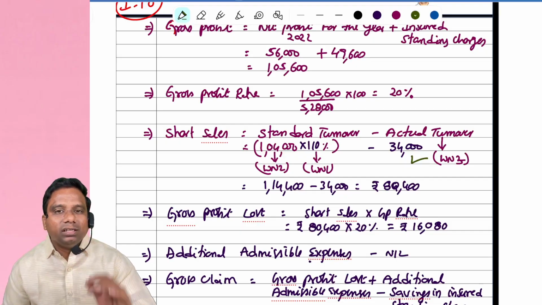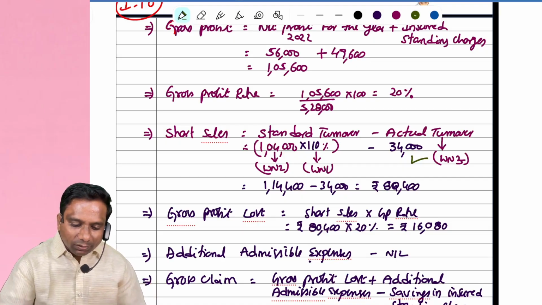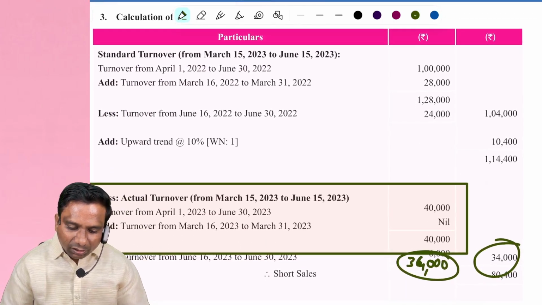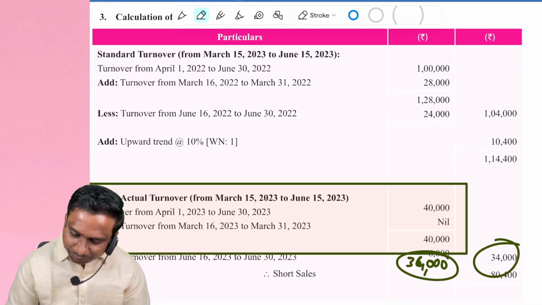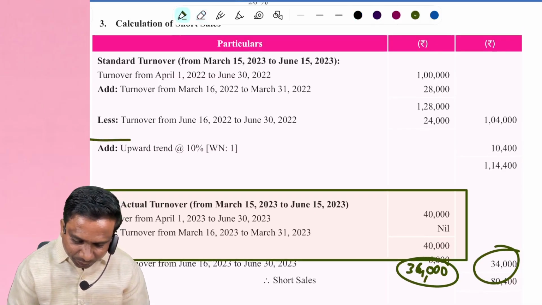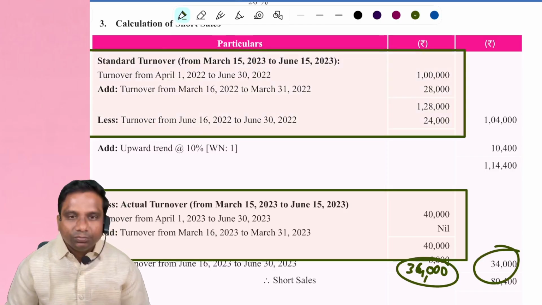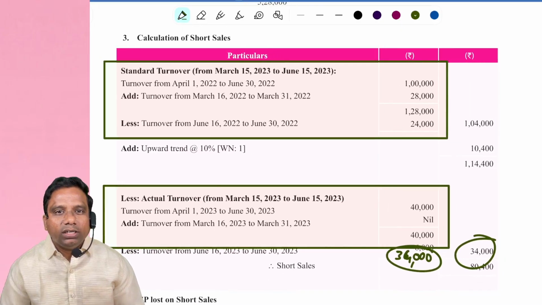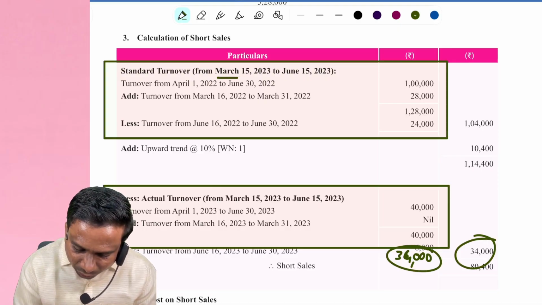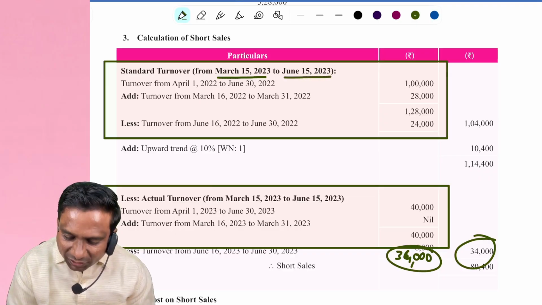In the same manner, calculate standard turnover. Standard turnover is required. That is working note 2. See, standard turnover. Observe this. This is our standard turnover. Look at the standard turnover calculation. So we need turnover from what date to what date? 15/3/2023 to 15/6/2023.